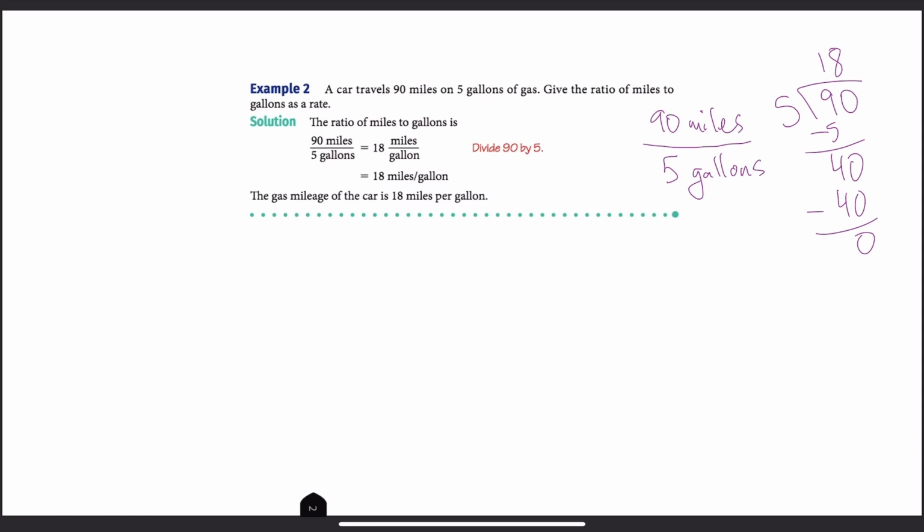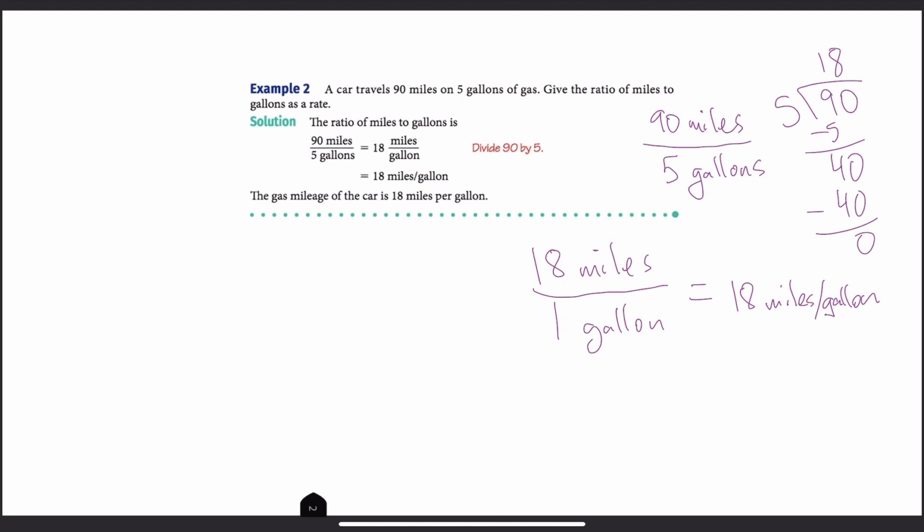So 18 miles per 1 gallon. And so then instead of keeping it like this, what I'll do is I'll just write 18 miles per gallon. And that's how I hear it said. And what that means is it's 18 miles per 1 gallon. And I don't have to write the per 1 or say the per 1, it's implied.